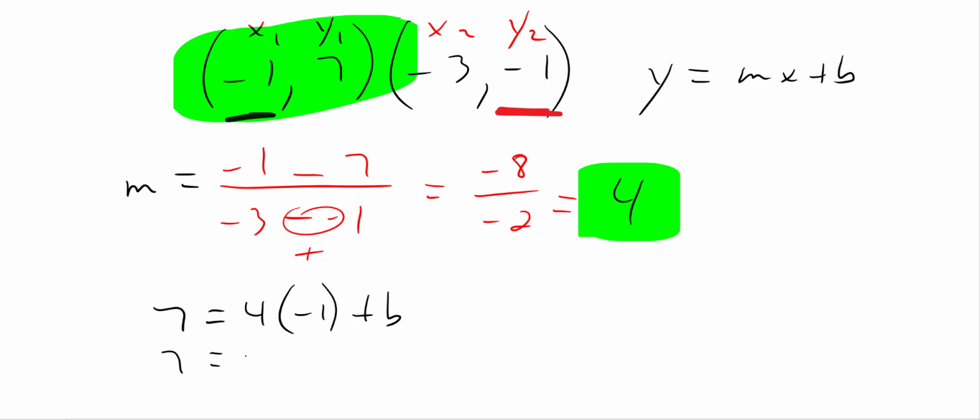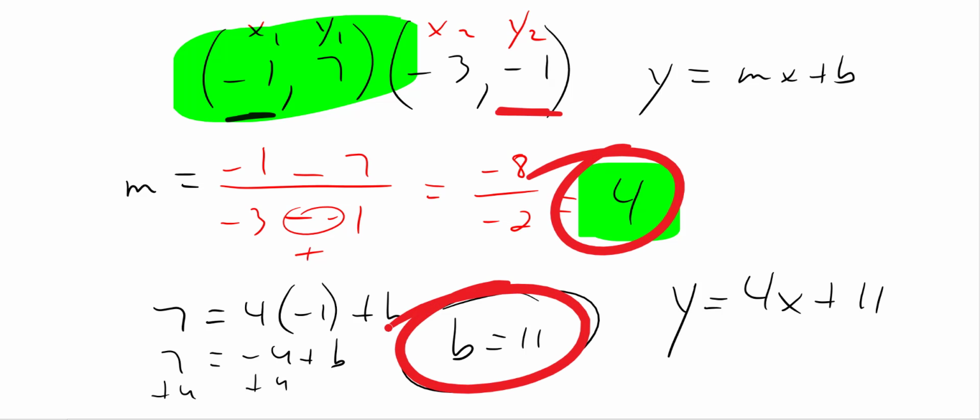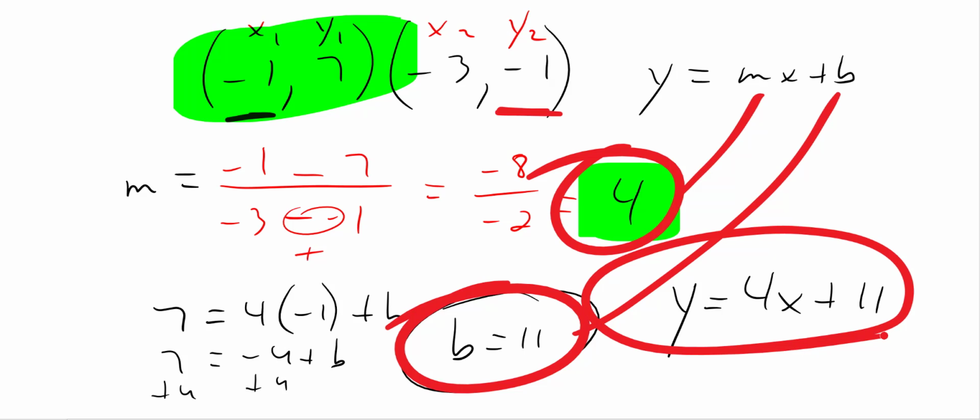So 7 equals -4 plus b. Add 4 to both sides. So b is equal to 11. Okay, so we have y is equal to 4x plus 11. Okay, because here's the slope, here's b, and you plug them in to your m and your b, and you get your answer here. Y equals 4x plus 11.